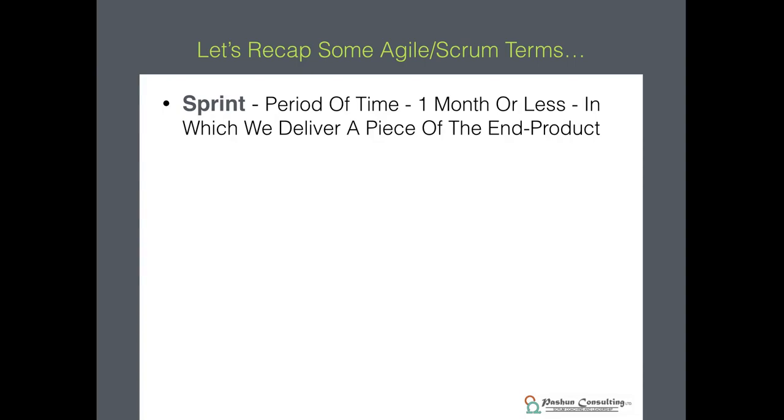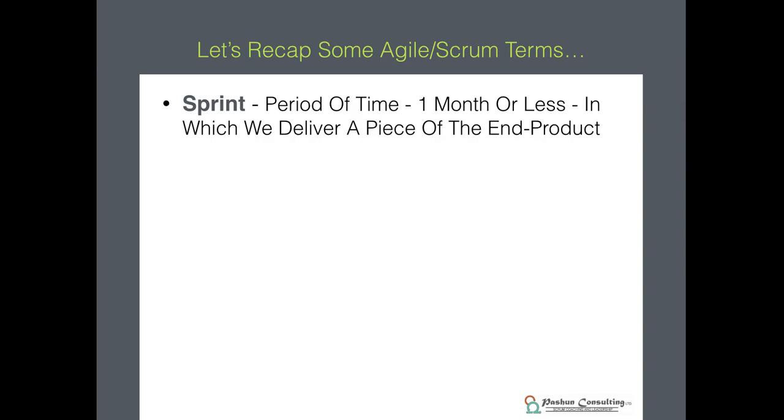A sprint is a period of time, a month or less, in which we will deliver a piece of our end product. Going back to some of the examples I gave earlier, if we are software people and we're trying to deliver a piece of software, our end product at the end of a month, let's go with a website. So we're creating a website, also applies to an app or any type of software.